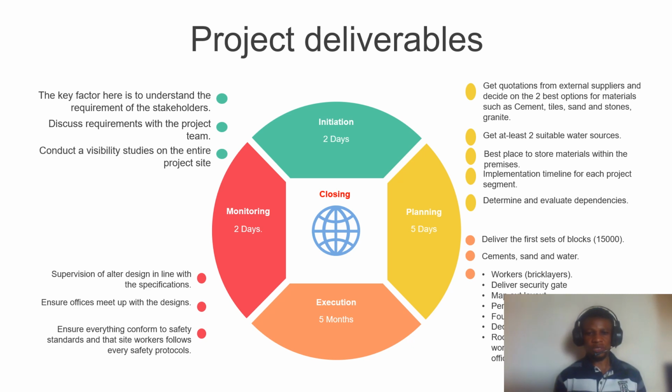The other thing we want to do under execution is to deliver the first set of blocks, about 15,000, which will cover the perimeter fencing. Perimeter fencing is the first thing, because that will provide security for every other building material that will be delivered on site. Once the perimeter fencing is constructed, the gate will then be applied, so that provides security for every other activity that will be going on there.